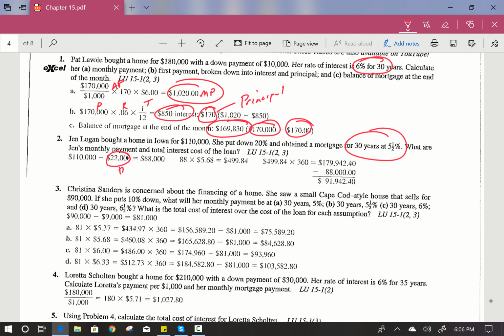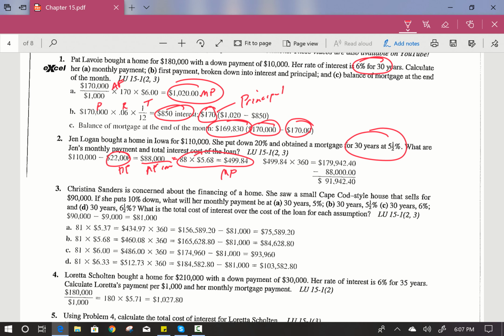Okay, that's the down payment, and we're going to subtract that from the cost of the house of 110. That means that the amount of our mortgage, or the amount financed, is 88,000. I'm going to divide 88,000 by 1,000 to equal 88, and then multiply that times the corresponding factor of 30 years at 5.5%, which happens to be 5.68. So that's going to give me the monthly payment of $499.84.